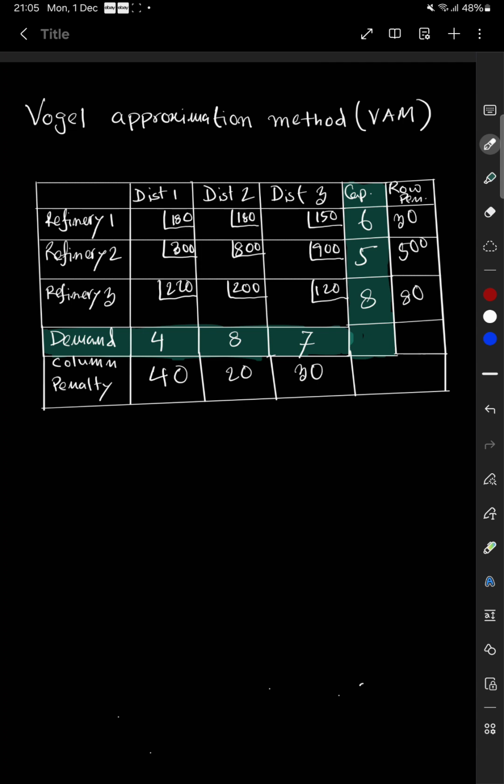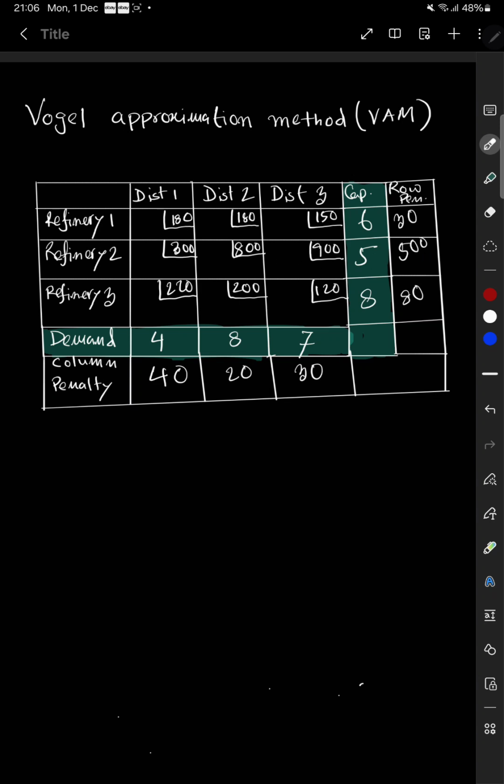Be careful, again, I'm telling you again, we have to get the highest penalty. Now the highest penalty can be in column penalty or can be in row penalty. Wherever the position is, we have to get the highest value. So it's clear the highest value in here is 500. So now, because this is row penalty, our target is row 2.